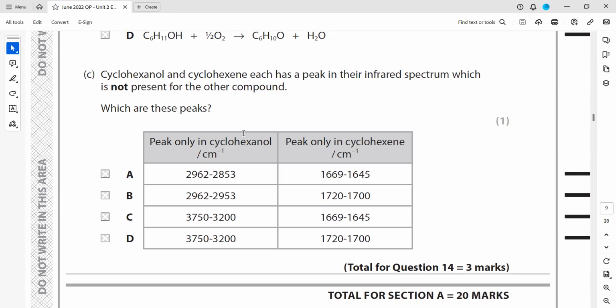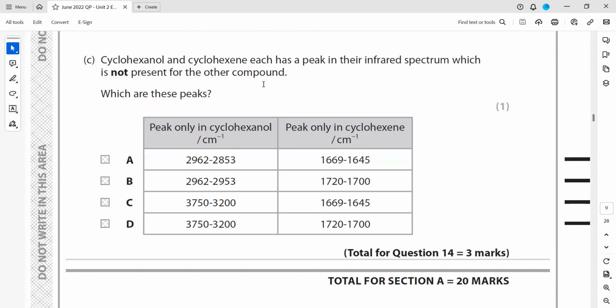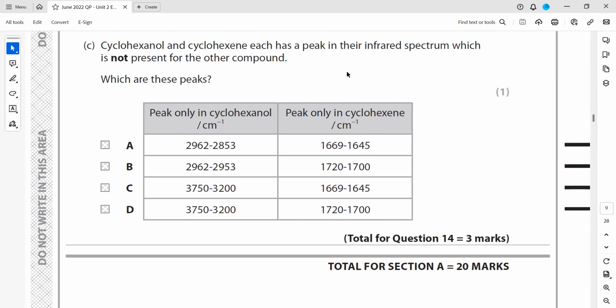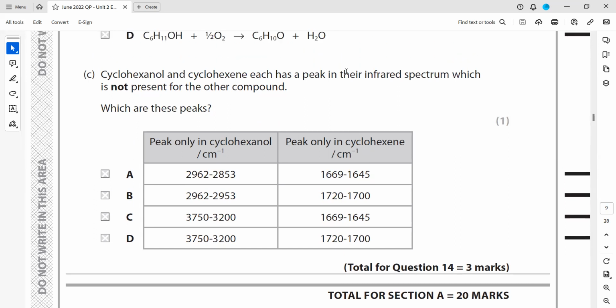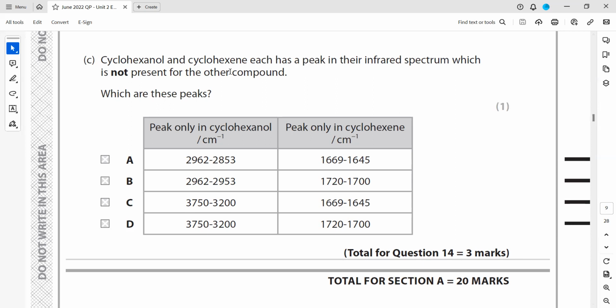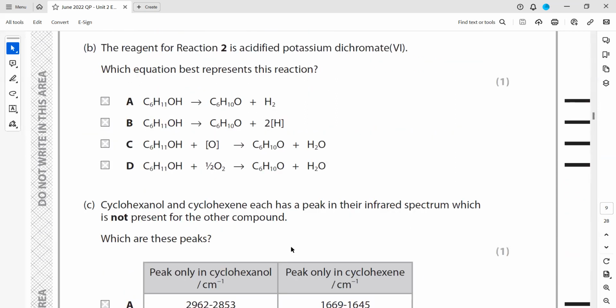Cyclohexanol and cyclohexene each have a peak in their infrared spectrum which is not present for the other compound. Which are these peaks? So peaks are only there for cyclohexanol. This is related to the absorption range. So cyclohexanol and cyclohexene each have a peak in their infrared spectrum which is not present in the other compound.